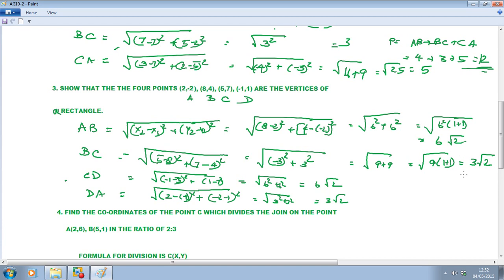Now, not all four sides are equal, but opposite sides are equal. So it can be a parallelogram also. Now we have to find out, since opposite sides are equal, it can be a parallelogram. Now what is the angle between them? How can we prove it now?